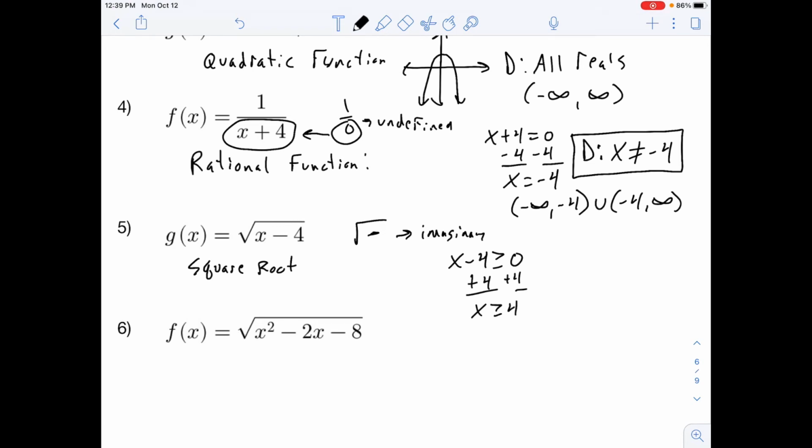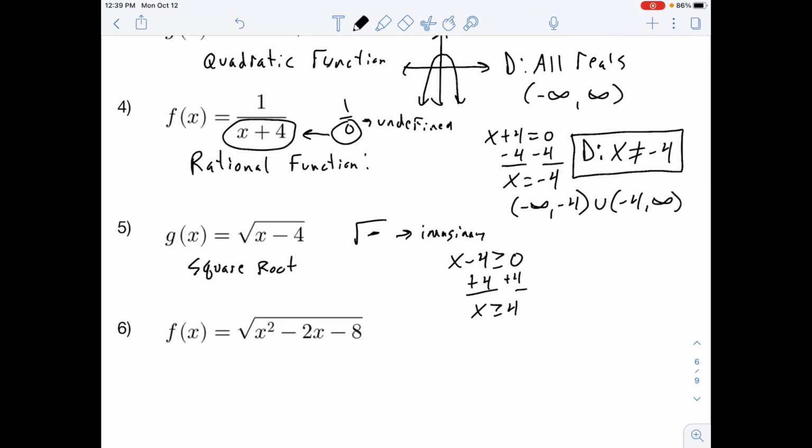So that means any value that's greater than or equal to 4 when I plug in here is going to be positive inside the square root. And of course, we could take the square root of a positive and get a real number. You can check it. Plug in 4. 4 minus 4 is 0. The square root of 0 is 0. Plug in 5. 5 minus 4 is 1. Square root of 1 is 1.